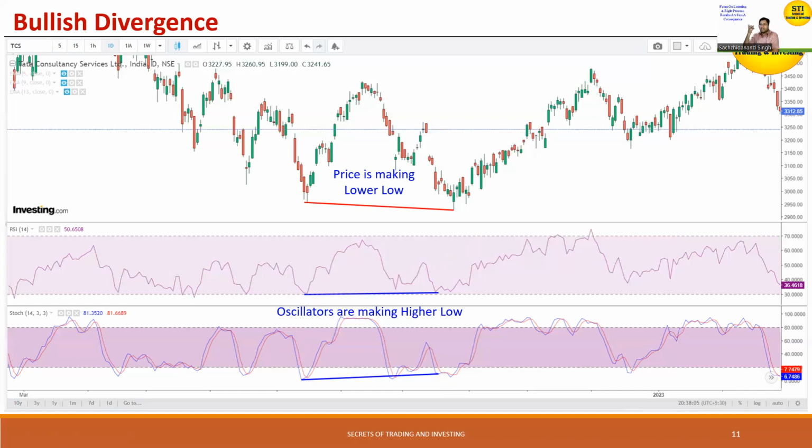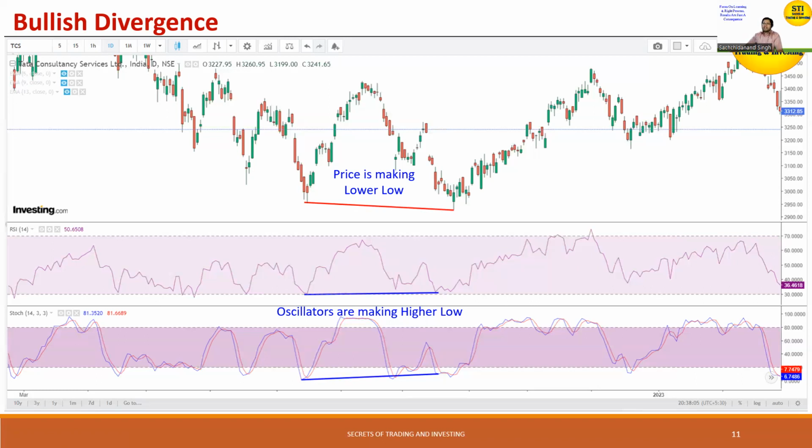The strength is getting weak, and it is basically indicating that, once we observe such a phenomenon, the price is making a lower low, but the oscillators are making a higher low. That means the price is going down, but the corresponding oscillators are going up. So they are not in sync, and in this situation there is a potential chance of a reversal signal.